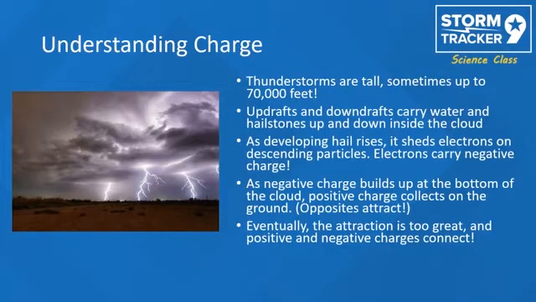And as developing hail rises, it turns out that when it bumps into other particles, it sheds electrons on those particles, and those often are the descending particles. That's why you get negative charge at the bottom of that cloud layer, because electrons carry negative charge. And as that negative charge builds up on the bottom of the cloud, positive charge will start to collect on the ground because opposites attract. We learned that from Paula Abdul.